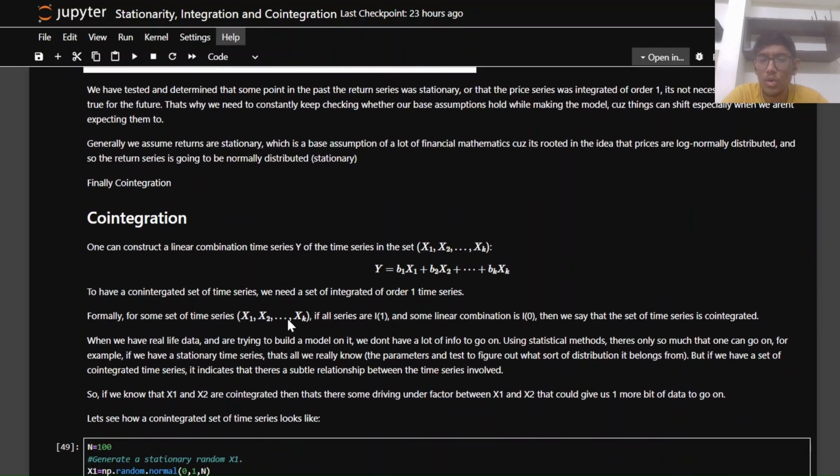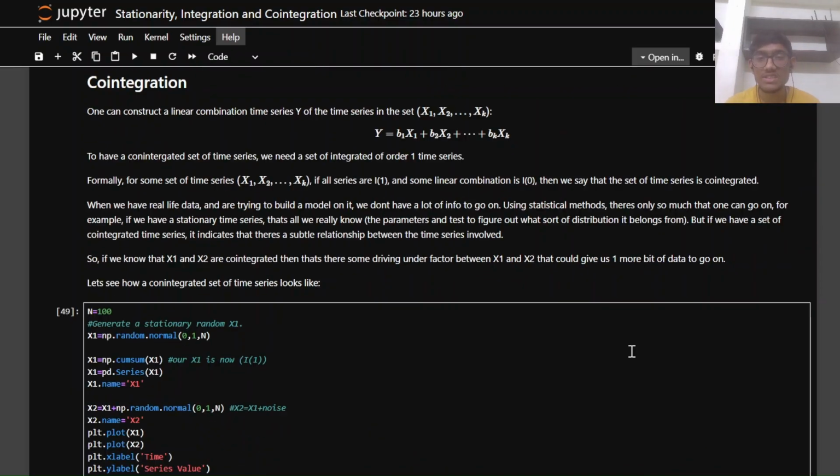Finally, let's go over to co-integration. Let's say you have a set of time series x1 till xk. Then one can construct a linear combination of these time series inside this set to give you a time series y, and obviously y is just going to be the summation of bi xi. By definition of co-integration, we need the time series inside this set to be I(1). And if for some linear combination we get that linear combination to be I(0), then we call this set of time series x1 till xk co-integrated.